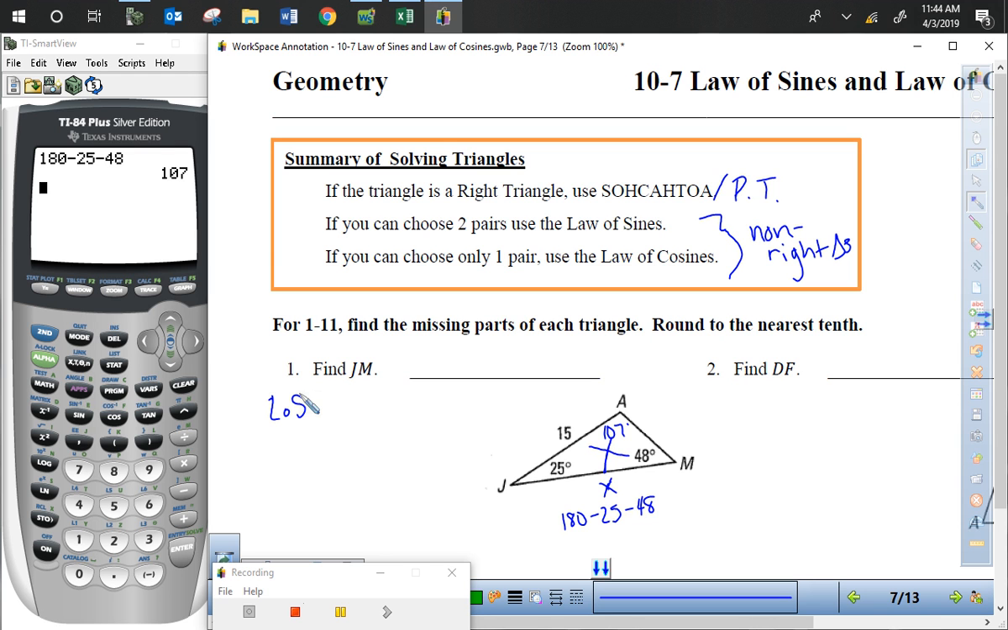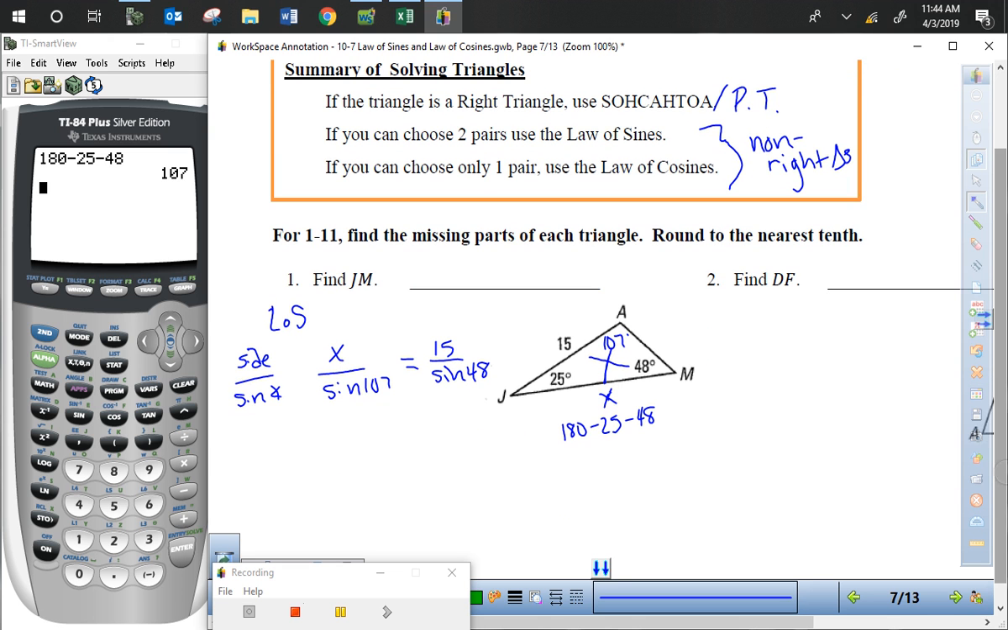Alright, well, with law of sines or law of cosines, we could put sides or angles on top. Always put your X on top. So X over, since X is a side, we have to put on the bottom the sine of the angle. So that's sine of 107. And then our other pair, 15 is our side, over the sine of our angle, 48.